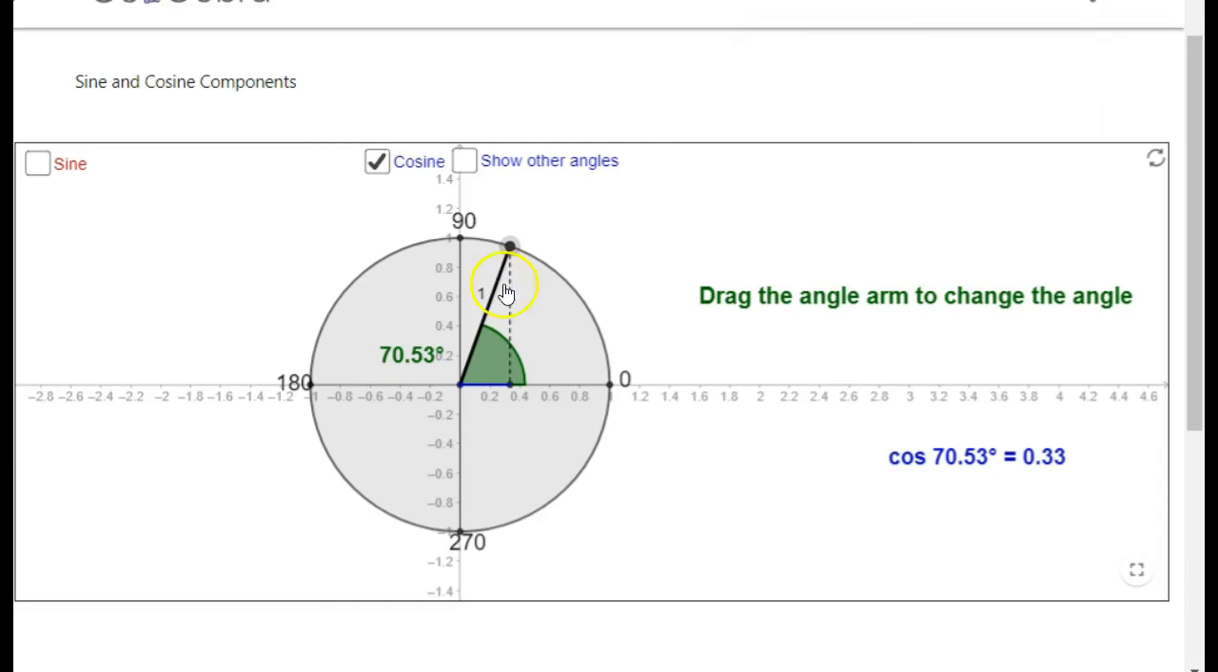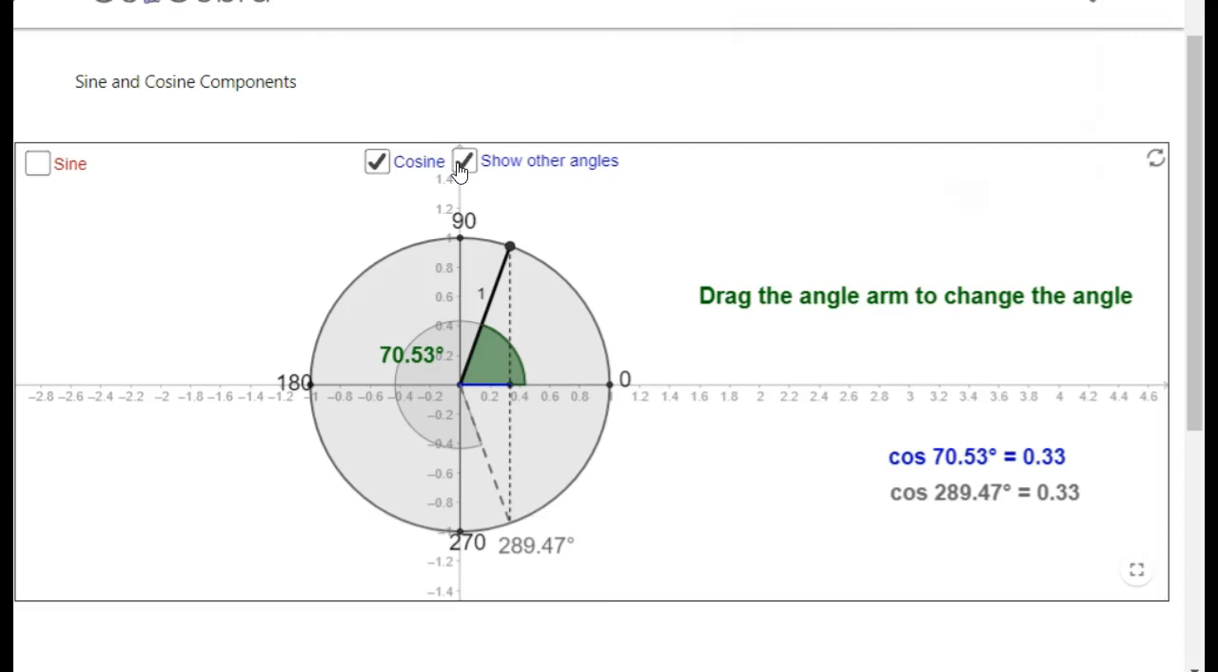Okay, so the angle that has that cosine is around 70.53 degrees. Now, if you click on show the other angle, it is going to be 360 minus 70.53. That's 289. That's the other angle. So once you find one angle, subtract it from 360 to get the other angle.